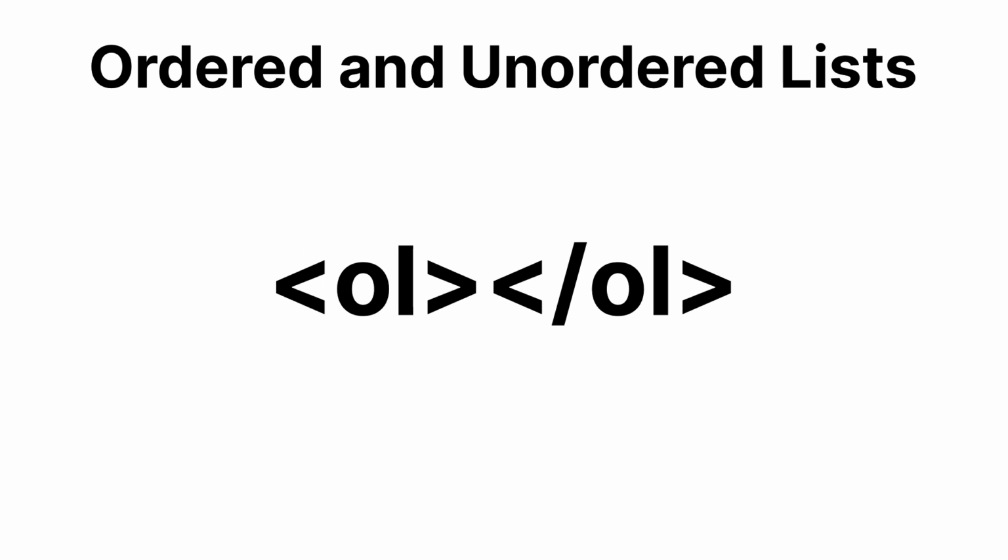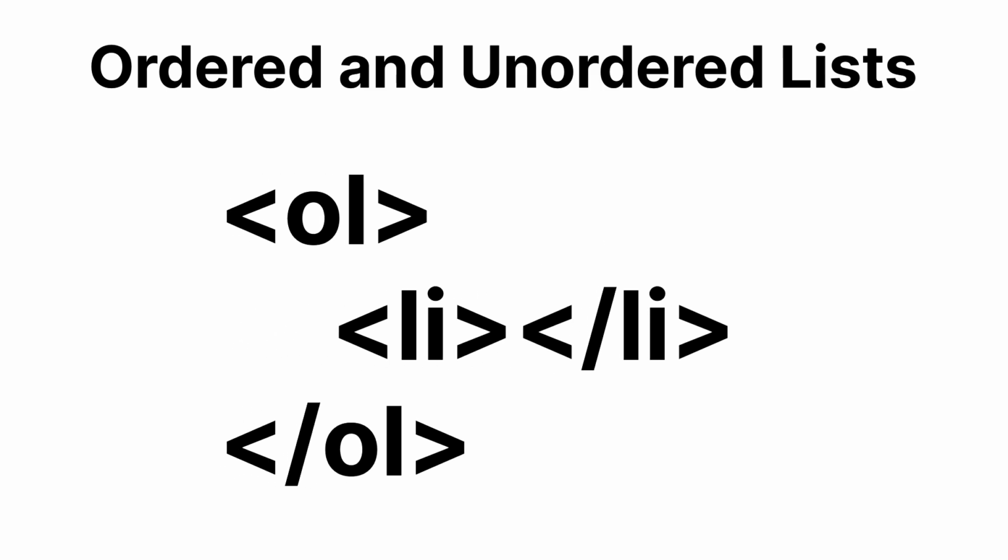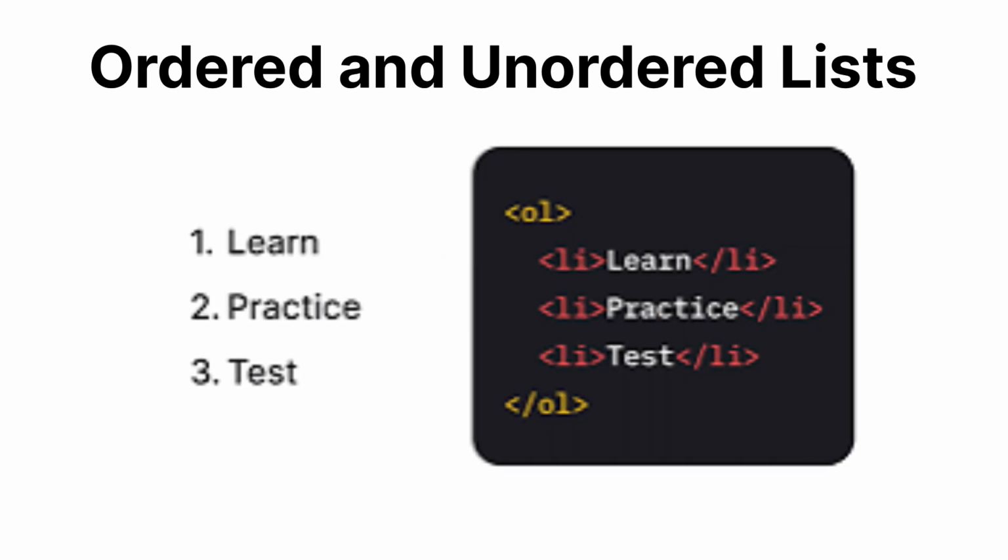Now let's move on to ordered lists. Ordered lists are created with the OL tag, and each item is also wrapped in an LI tag. Unlike unordered lists, ordered lists number the items automatically. Here's an example. This displays items as 1, 2, 3. Ordered lists are useful for instructions, ranking, or anything where sequence matters.